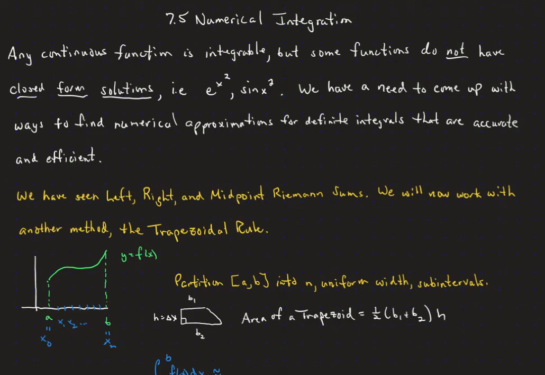We're going to talk about section 7.5 in our book, Numerical Integration. We know that any continuous function is integrable. That is, we can find the area underneath its curve. But some functions do not have what we call closed form solutions. So things like e to the x squared and sine of x squared, and there's many others.